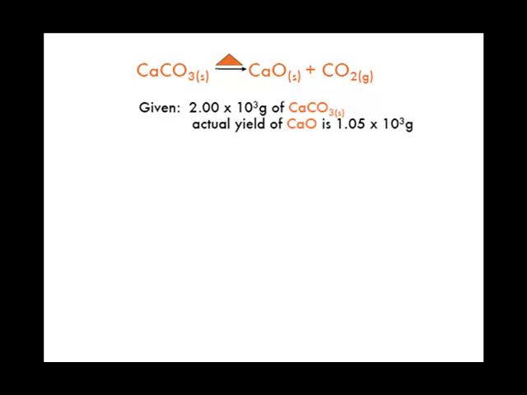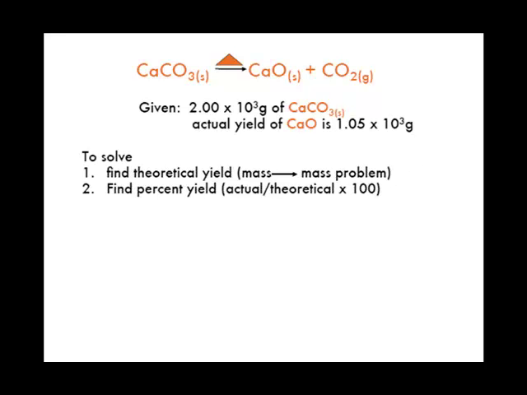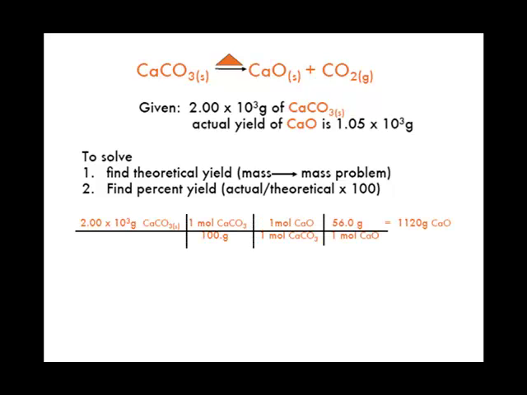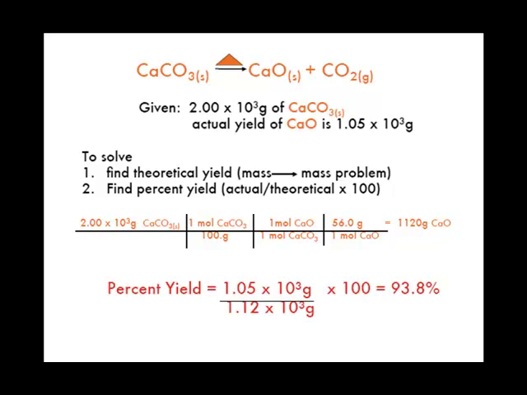So the given information is 2 times 10 to the third grams. Our actual yield is 1.05 times 10 to the third grams. We want to figure out our theoretical yield of quicklime. So when we do that, we set it up and we actually get 1,120 grams of quicklime. Now, what we do is we take those two numbers and we divide, and we get 93.8%, which is our percent yield.